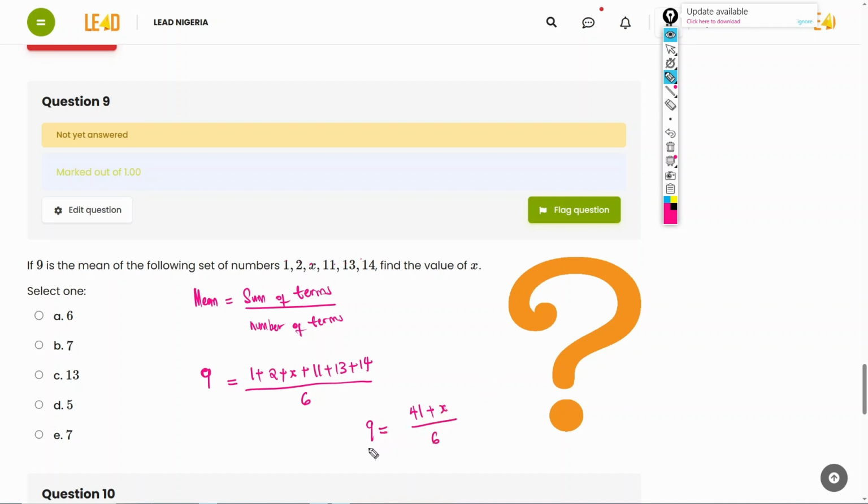So at this point I can cross multiply, and I would have 6 times 9 is equal to 41 plus x. 54 is equal to 41 plus x, and then when I collect like terms, I would have 54 minus 41 is equal to x, or x is equal to 13, I believe. So x is equal to 13.